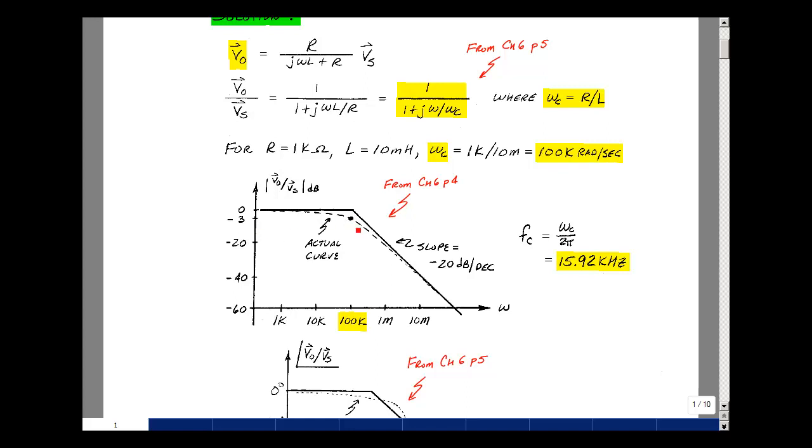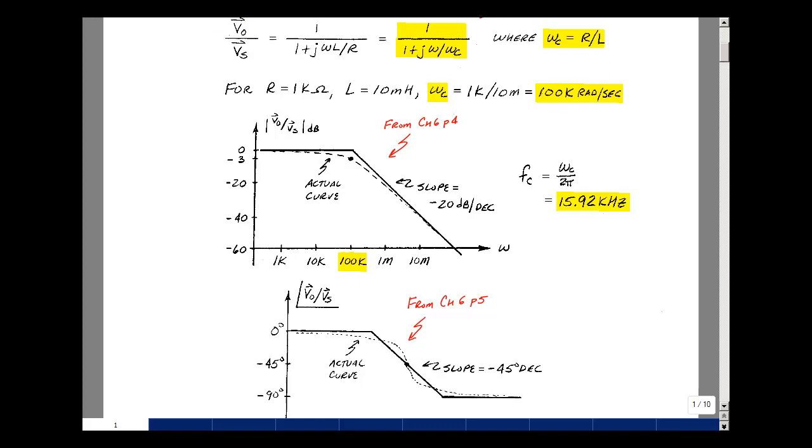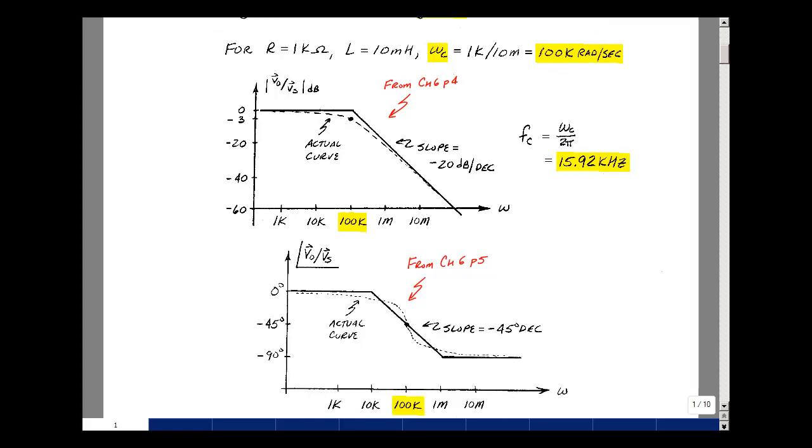But since we already did this sketch for this general form, all we gotta do is just change the axis to the value of omega C. Same is true for the angle. We did that on Chapter 6, page 5, and found that the angle started out at 0 and eventually went to minus 90 degrees. So 1 decade back from omega C, we were at roughly 0, and 1 decade above, we were at roughly minus 90 degrees.